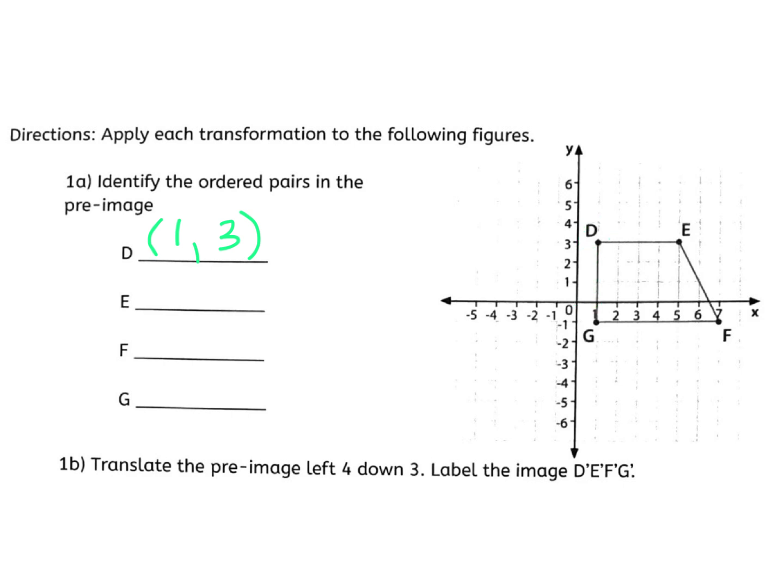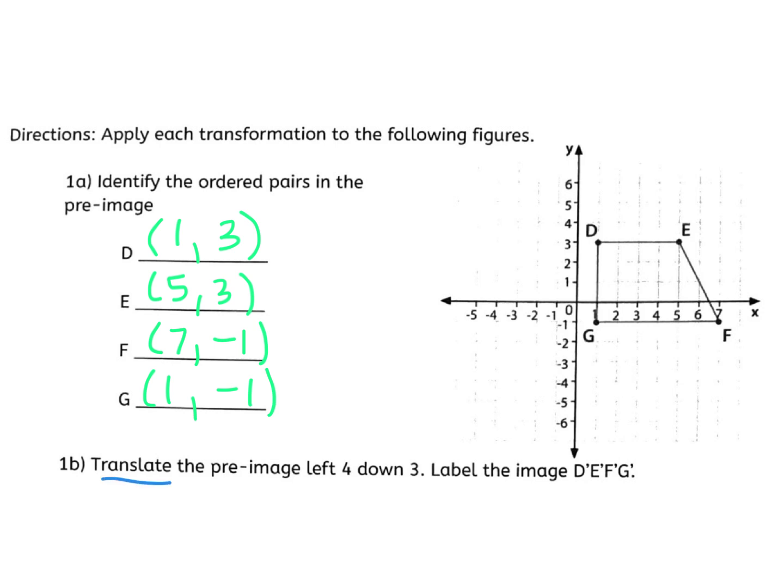Moving on to point E, you can see E is forward 5 and then up 3. Point F goes forward 7 and down 1. And then point G is forward 1 and down 1. Okay, so we're getting really good at identifying ordered pairs by now. Now let's move on to part B.